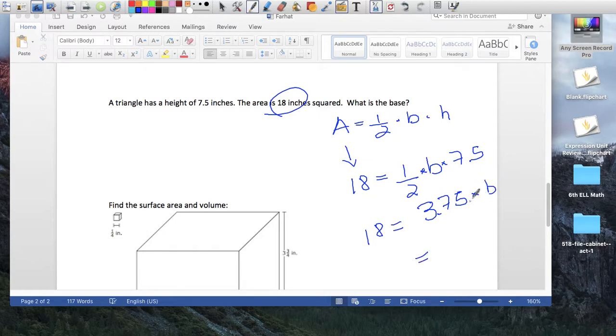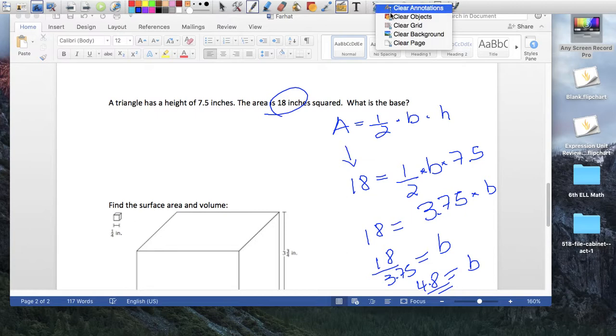So what do we do now to find our b? We're going to divide. Take that 18 and divide it by 3.75 to find our mystery number. 18 divided by 3.75 is going to give us that the base is 4.8. So the base of our triangle is 4.8 inches. Okay, hopefully this is clearing things up for you.